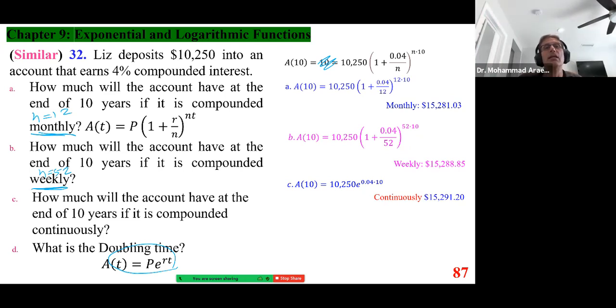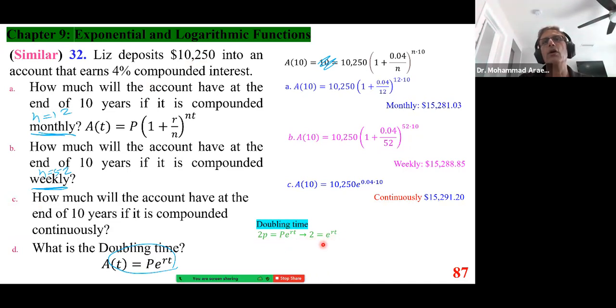And with that being the case, we want to see what is the doubling time. So regardless of how much we have, it so happened that it's 10,250, but whatever the amount is, it really doesn't matter. The importance is about the rate. So you change it to 2P because you want to double it. You drop the P and you get 2.